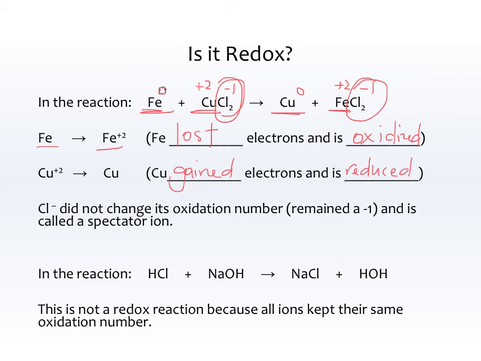Let's look at the next one. In the reaction HCl plus NaOH makes NaCl plus HOH, hydrogen is +1, because it always is. Chlorine is -1. Sodium is +1. Notice hydroxide as a group is -1. The charges didn't change. Hydrogen stayed +1 on both sides. Hydroxide stayed -1 on both sides. Sodium, chlorine, they stayed the same charge on both sides. So this is not a redox reaction. All ions kept their same oxidation number.